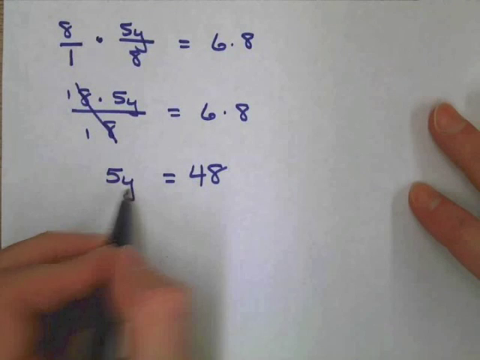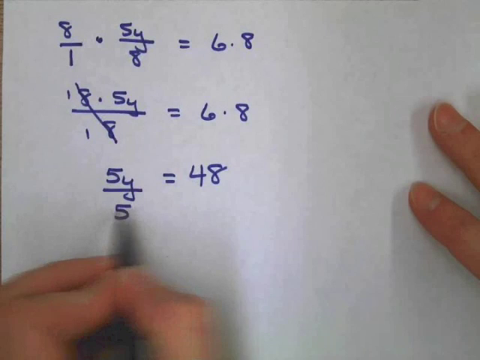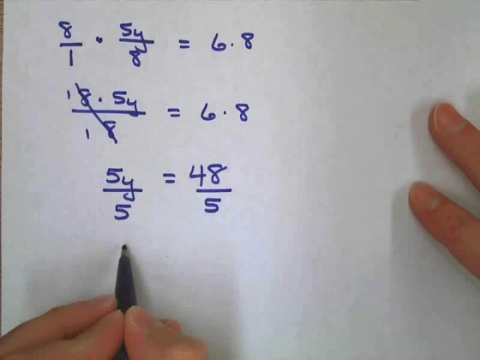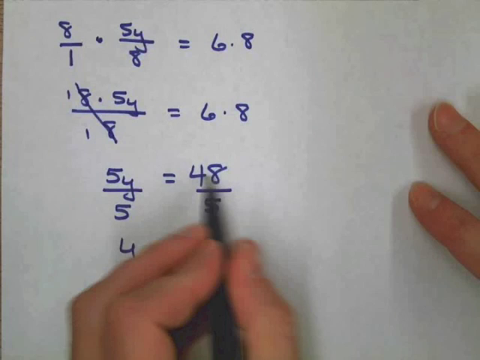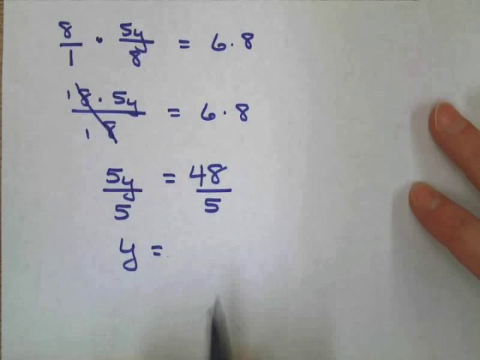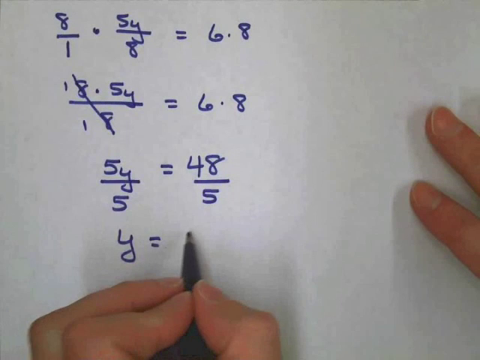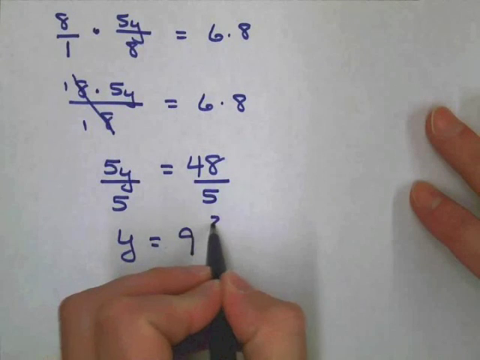Well, I want to get y by itself, so I'm going to divide both sides by 5. So I end up with y equaling 48 divided by 5. Or, if I simplify that down, 9 3/5.